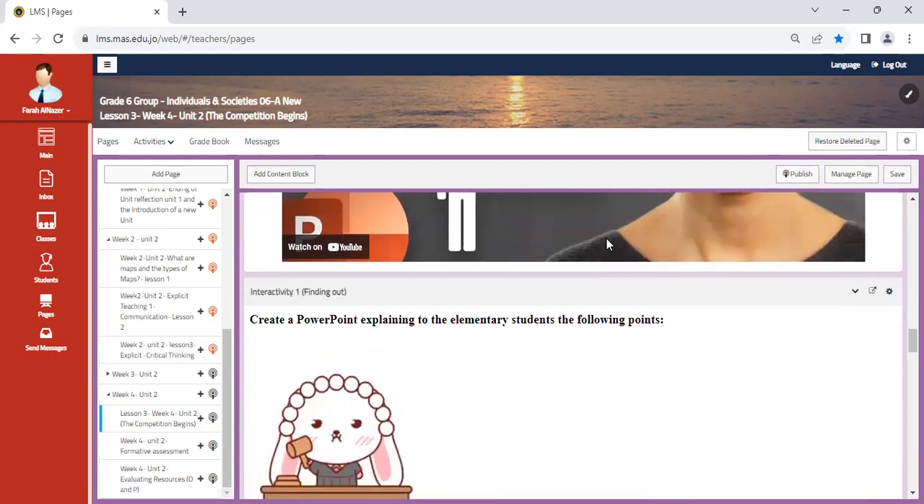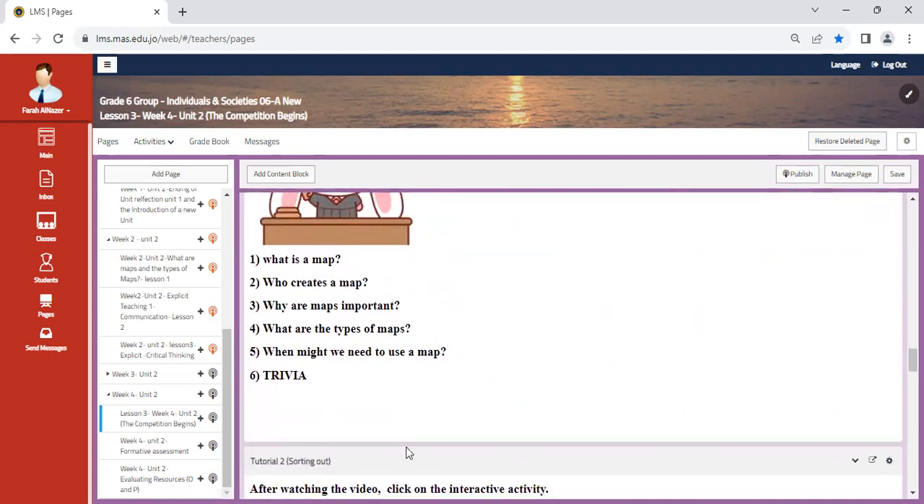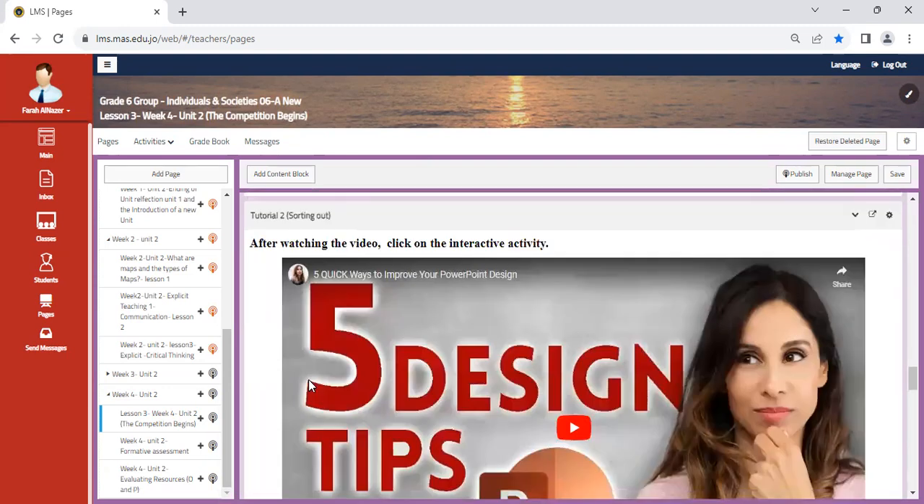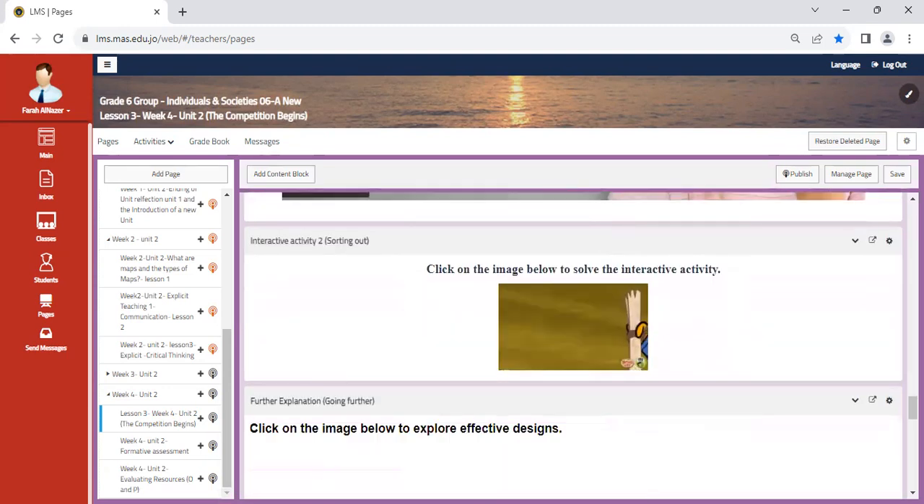I wrote here what you should include in your map. In your PowerPoint presentations about maps, maybe include trivia that may be fun for elementary students.